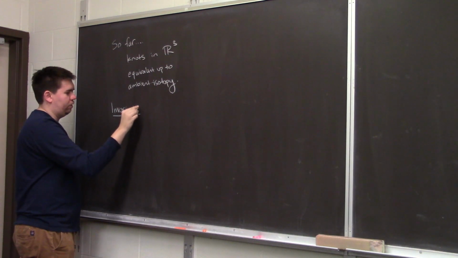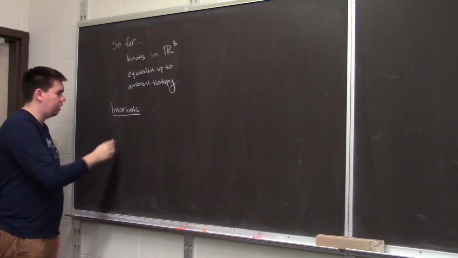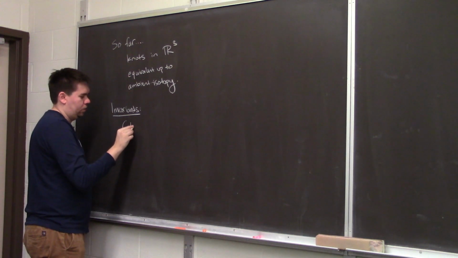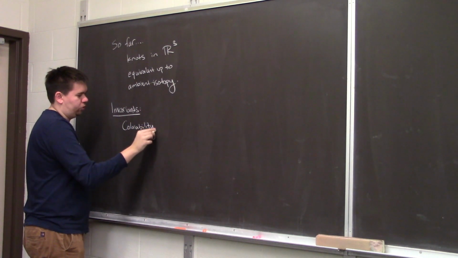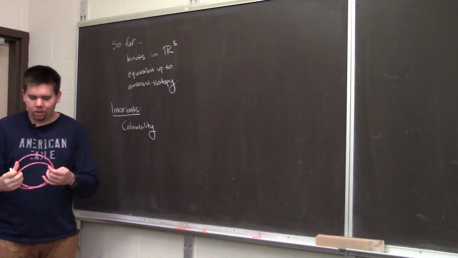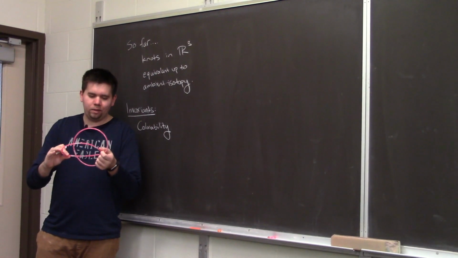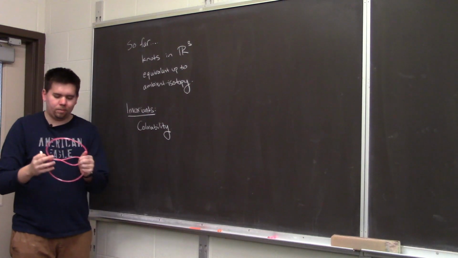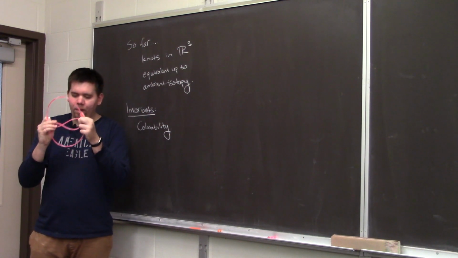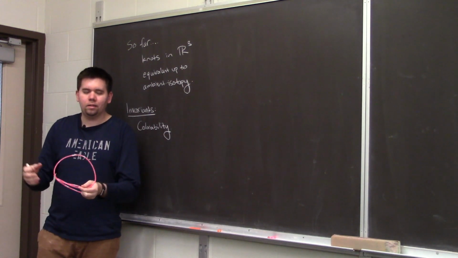And so what are some of the invariants we've talked about? What was the first one we talked about? Yeah, we talked about colorability. So the trefoil is colorable, but the unknot is not. And so that's how we know the trefoil is not equivalent to the unknot, because no matter how you deform the trefoil, this invariant will stay the same. Since it started off colorable, it will remain colorable. And so there's no way to end up with the unknot, because the unknot is not colorable.